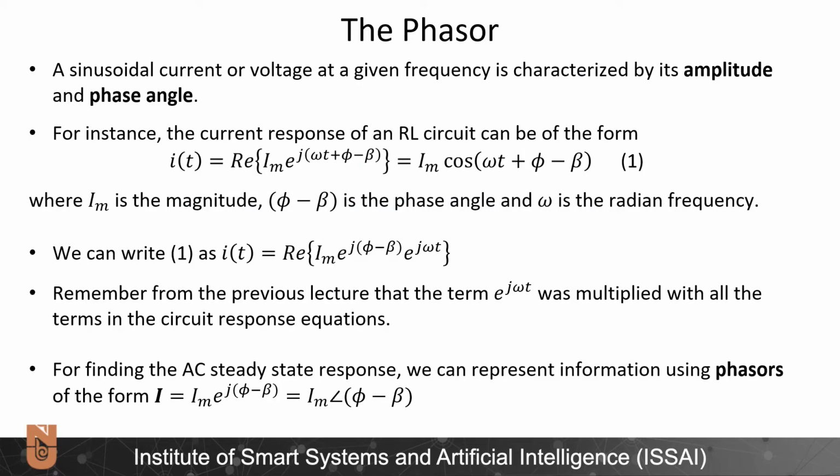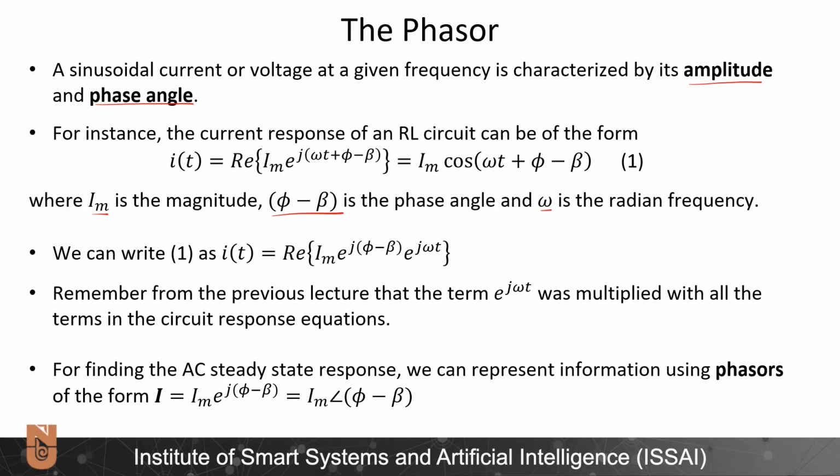A sinusoidal current or voltage at a given frequency is characterized by its amplitude and phase angle. For instance, the current response of an RL circuit can be defined in the form i(t) is equal to real part of Im times e to the j (omega t plus phi minus beta), or this real part, due to Euler's relation, will correspond to Im times cosine (omega t plus phi minus beta), where Im is the magnitude, phi minus beta is the phase angle, and omega is the radian frequency.